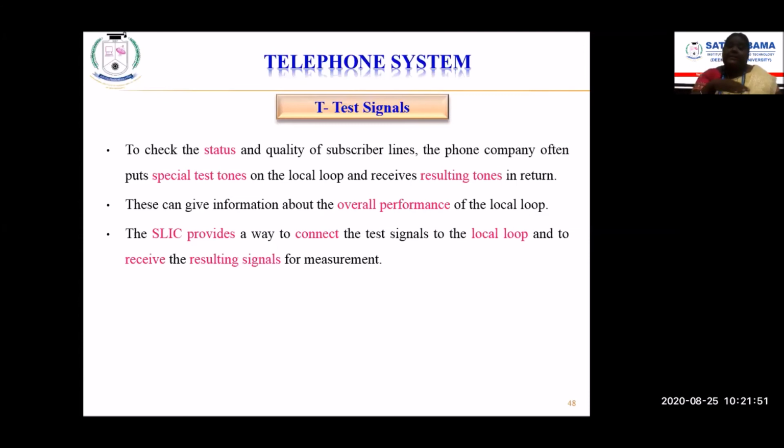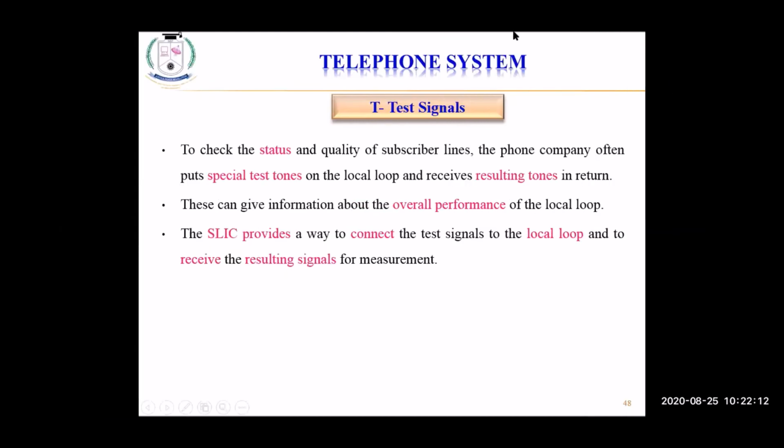So this SLIC provides a way of connecting the test signals to the local loop, and to the receive signals, and after receiving the signals, it will be identified that there is no interruption in the connection of the local loop from the subscriber to the telephone exchange. So that is the functionality of the test signals.